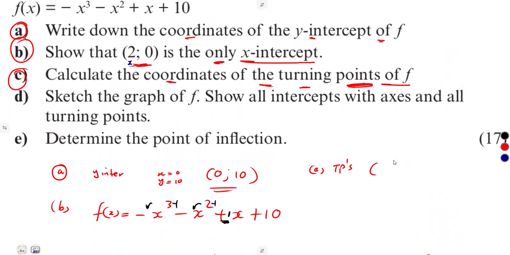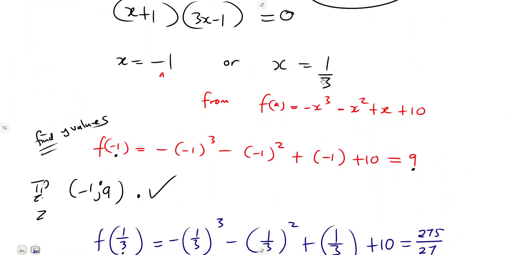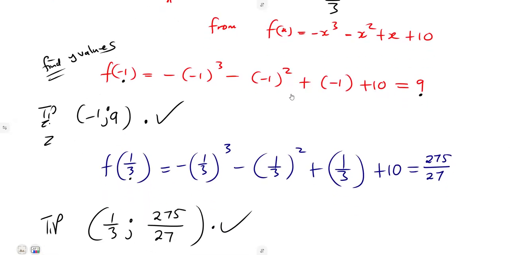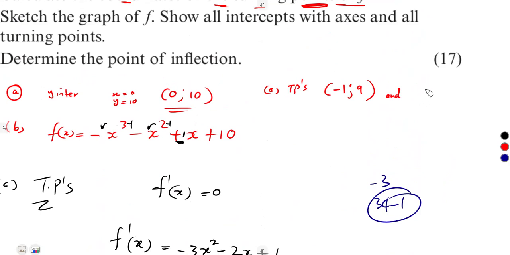Remember, we obtained the first one when x is negative 1, y was 9. And the second one, when x is 1 over 3, y is 275 over 27. That's the second turning point, x is 1 over 3, and y is 275 over 27. All right, so that was it.